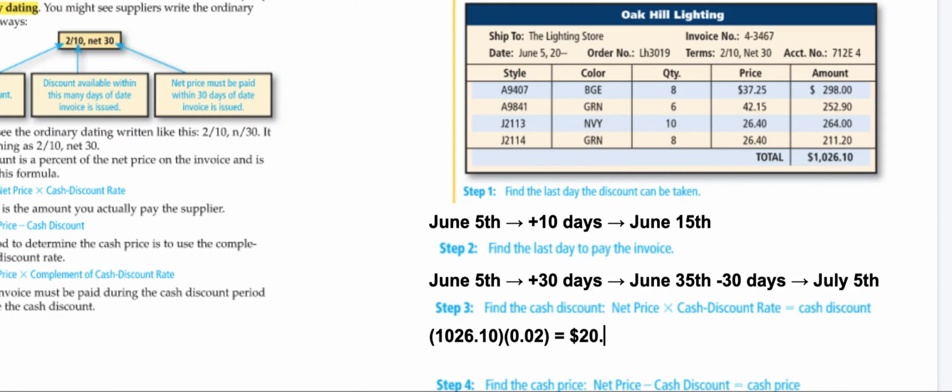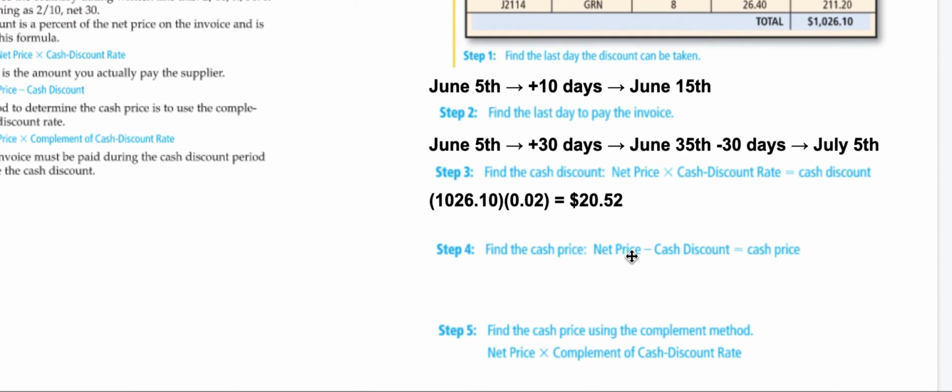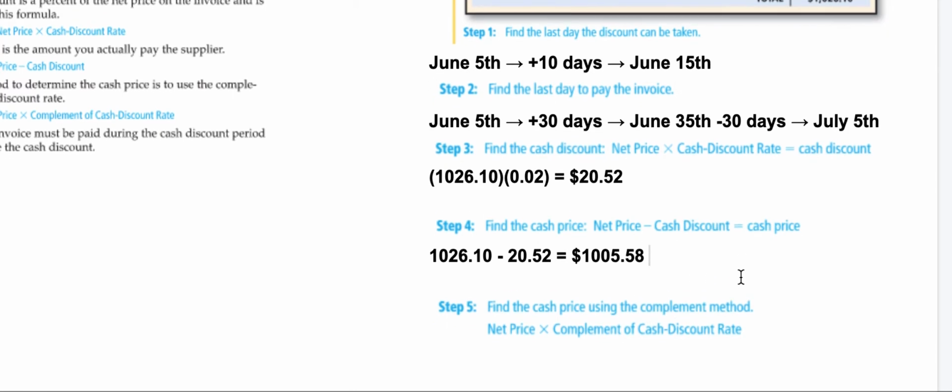And the discount is $20.52. Next, we want to find the actual cash price, and you get that by taking that net price and subtracting off the discount, like what we've been doing the last couple days. So 1026 and 10 cents minus our discount of $20.52. And what do you get for a cash price? $1,005.58 is the cash price.